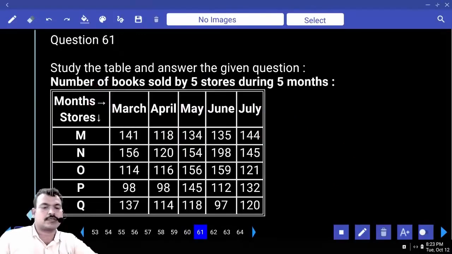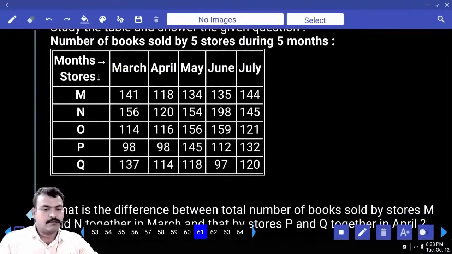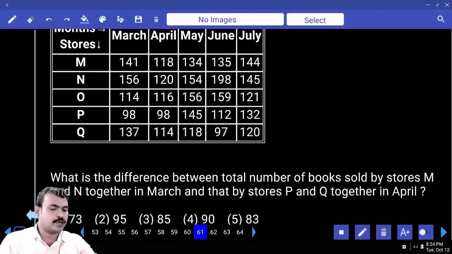Next, 61 to 65, table. Number of books sold by 5 stores during how many months? 5 months. And months are given: March, April, May, June and July. Stores are given: M, N, O, P, Q or not. What is the first question? What is the difference between the total number of books sold by stores M and N together in March and that by stores P and Q together in April or not?